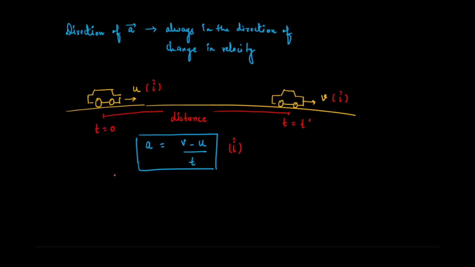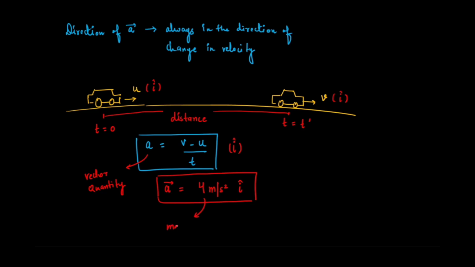This is what we need to understand. This is a vector quantity. Again, remember, a vector quantity is something which has both magnitude as well as direction. Suppose in the last case, we got acceleration as 4 meters per second square. How are we going to write it? It is going to be 4 meters per second square i cap. The 4 represents the magnitude of acceleration, whereas i cap represents what? The direction. That is also something we need to understand whenever we write it.